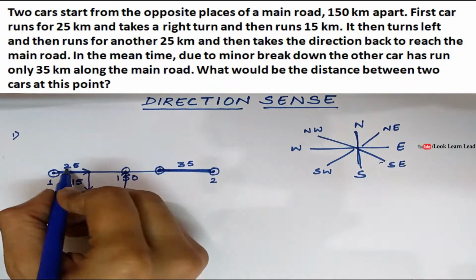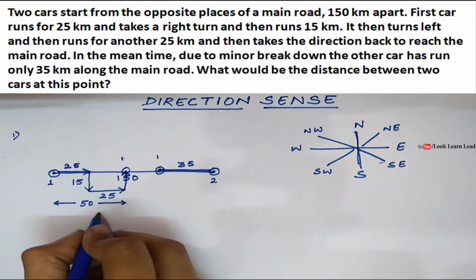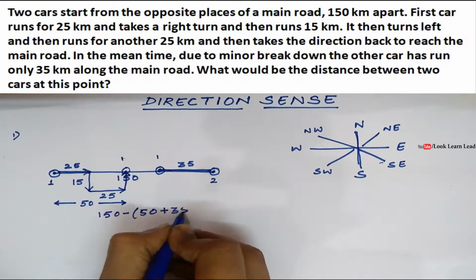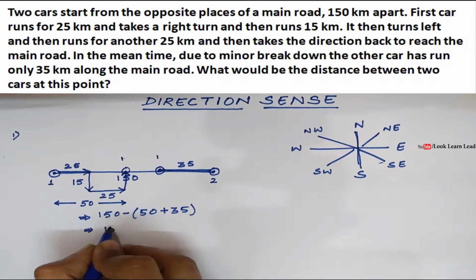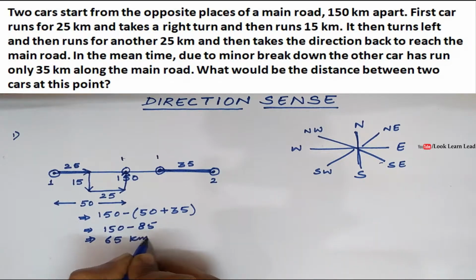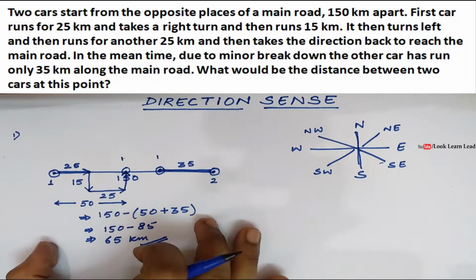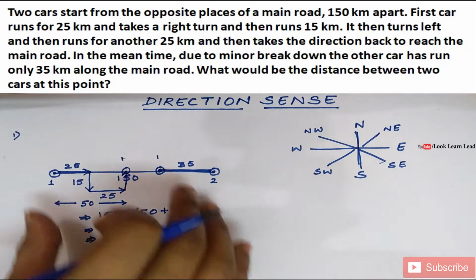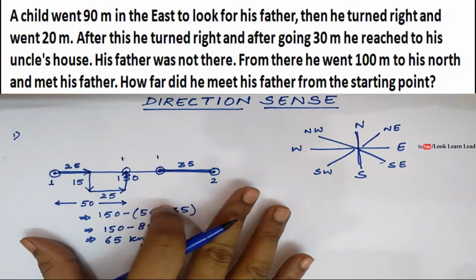See, here it has travelled 50 kilometers, till here it is 50, till here it is 35, total is 150. So it is 150 minus 50 plus 35 would be our answer, okay. It is 150 minus 85, okay, and our answer would be 65 km. This is our answer. Every direction question would be like this only. You just have to read the question properly and solve, okay. This is the easy question, but all the questions would be like this only. All direction sense questions would be easy only, okay.